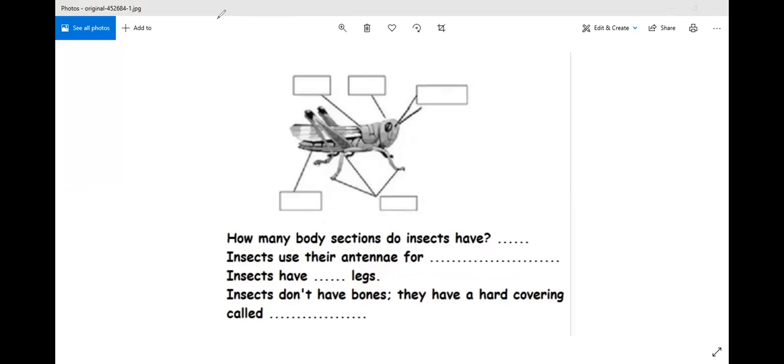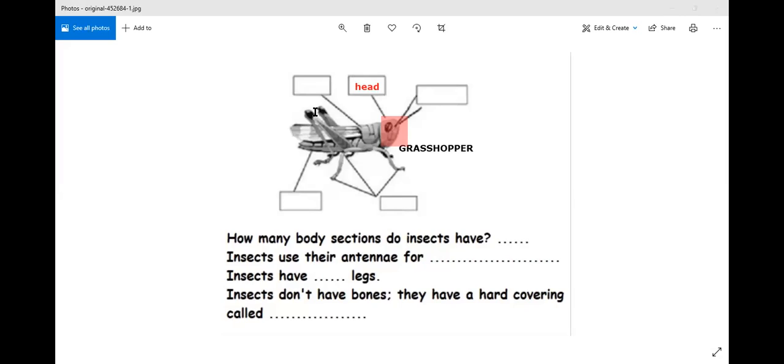and 5. This is a grasshopper. It is an insect. Let's start labeling this insect's body. What is this? Head. This is the head. Thank you. This is the first part of the insect's body, which is the head.